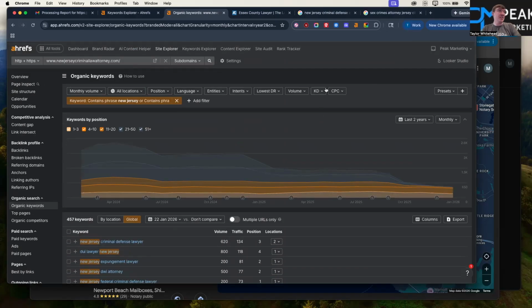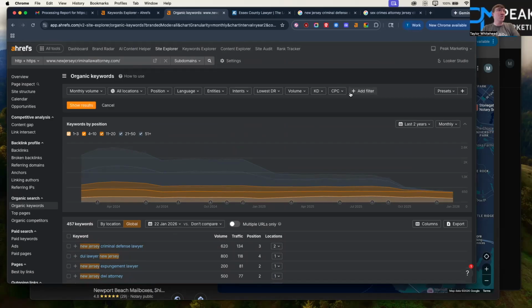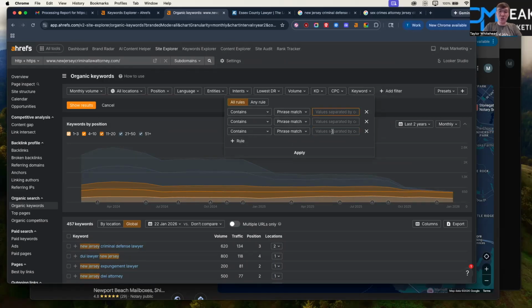And if you really just wanted to focus in on those particular keywords, you could always do something like this, where you come back to your keyword filters, put in New Jersey, again, to keep it local, and then Jersey City, to keep it specific. And then down here, you can also put DUI. And then we can put all rules, which means it's only going to pull keywords that include all of these things.